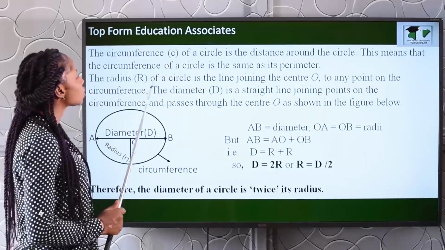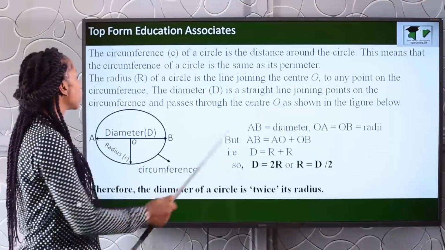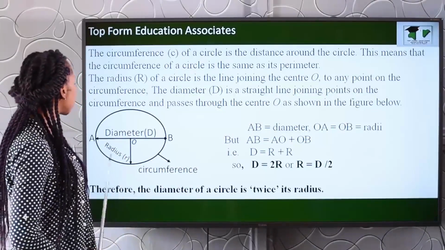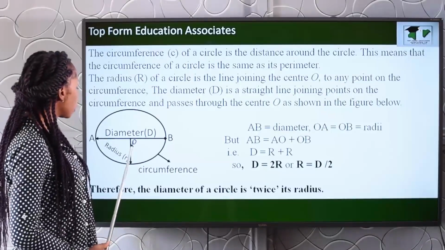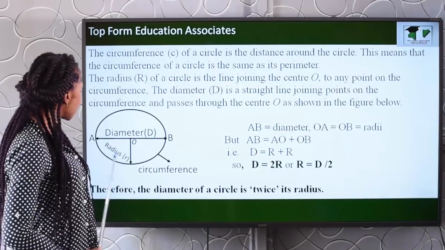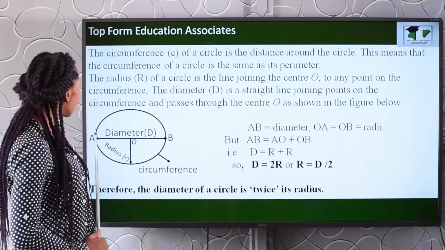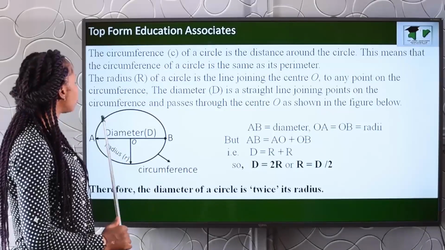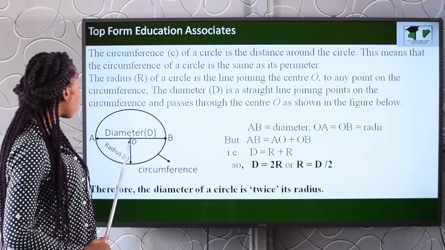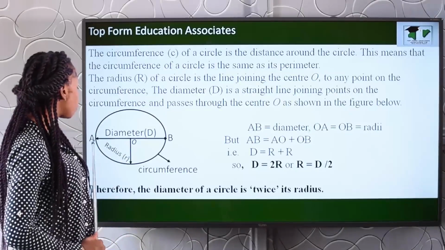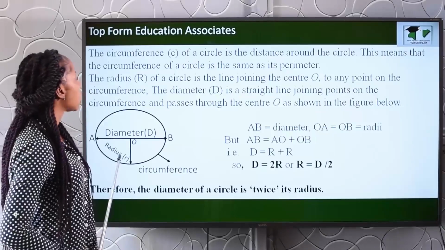Now, the radius of a circle is the line joining the center O to any point on the circumference. Let's take a look at our circle here. This is point O. The radius is the line joining from point O to the circumference. Remember, we said the circumference is the distance around the circle. So, the line joining from point O to any point on the circumference is called a radius.